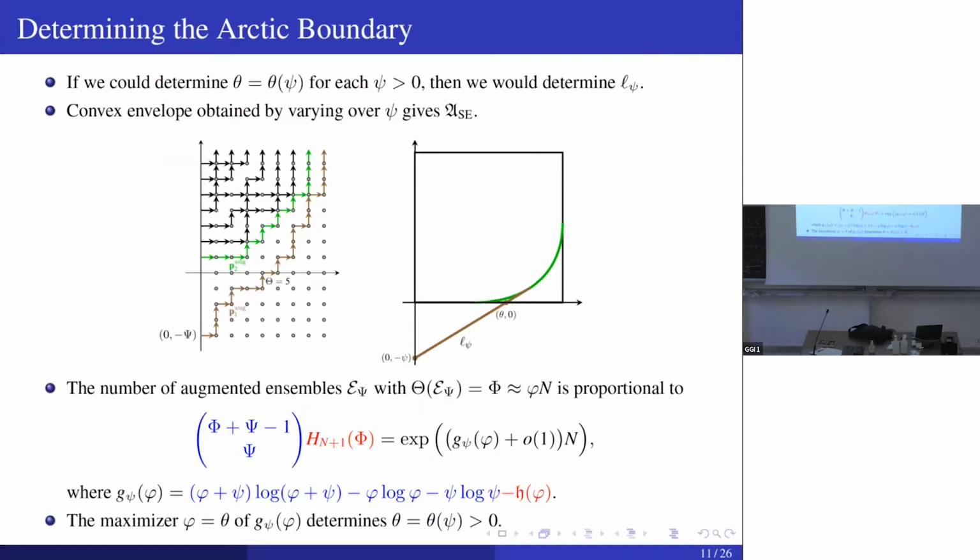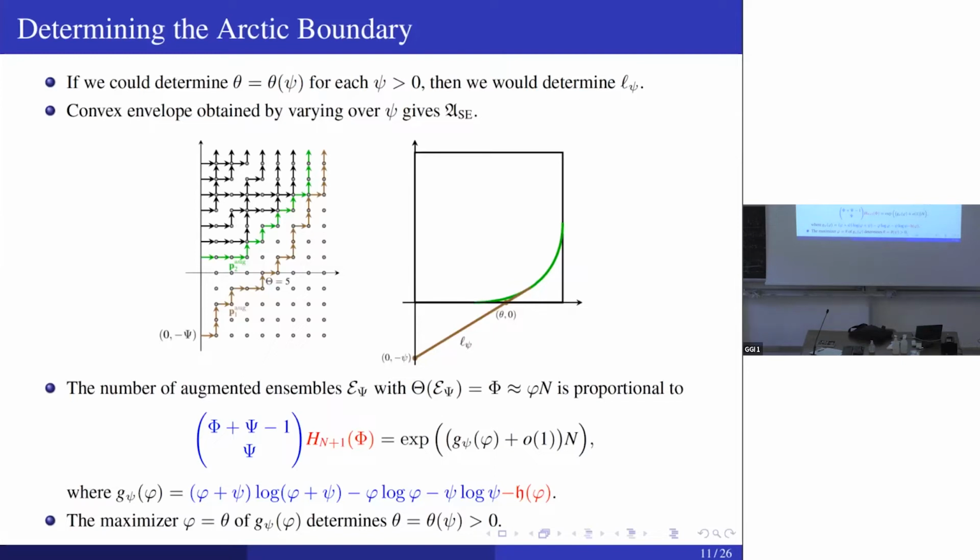boundary from it. So what I have right now is, for any point psi, a line that's tangent to the Arctic boundary. So in principle, by varying psi, I can get the convex envelope of the Arctic boundary. But the thing is that to determine a line, I need 2 points, not just one. So I have 1 point, which is 0 minus psi. So in particular, if I'm able to determine this theta here, then I manage to pin down this ellipse psi, which in particular pins down a line tangent to the Arctic boundary for any given psi. And by varying psi, I get the full Arctic boundary.